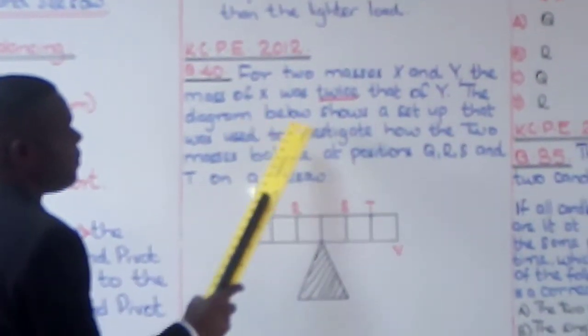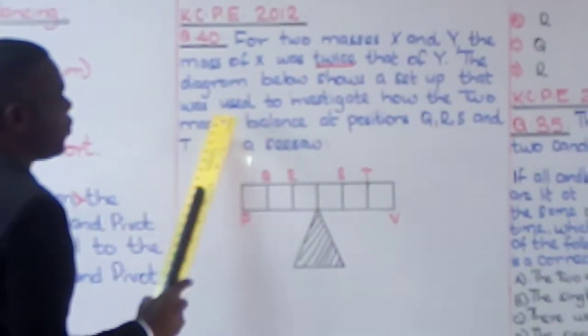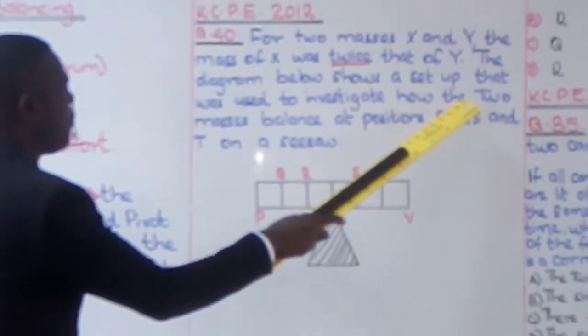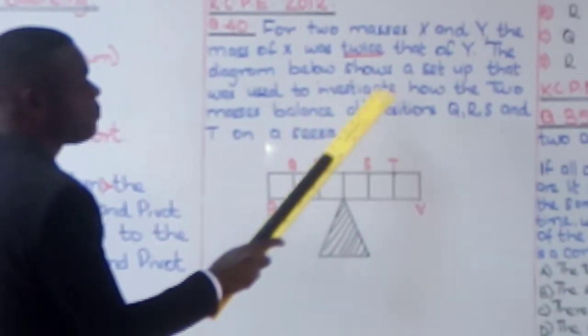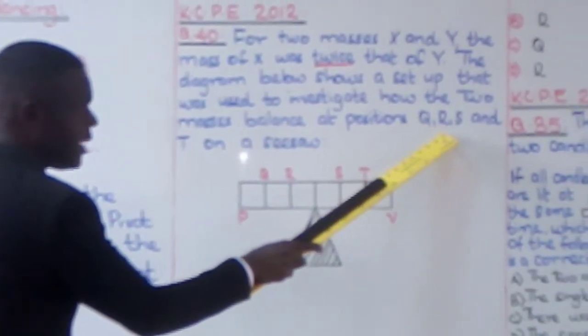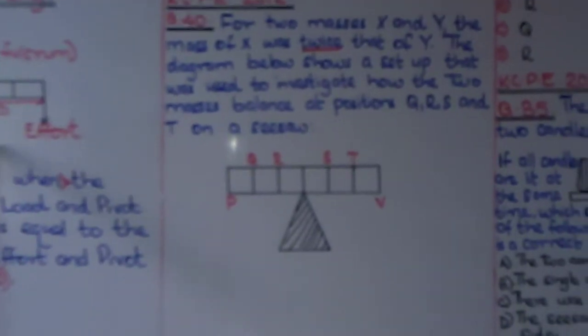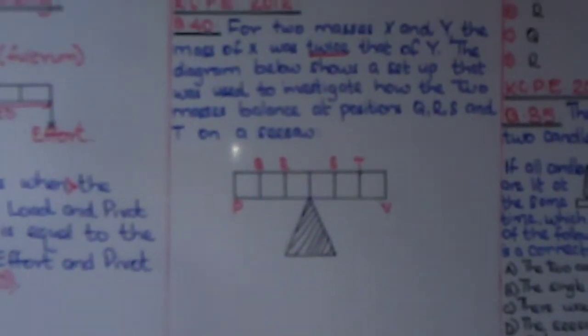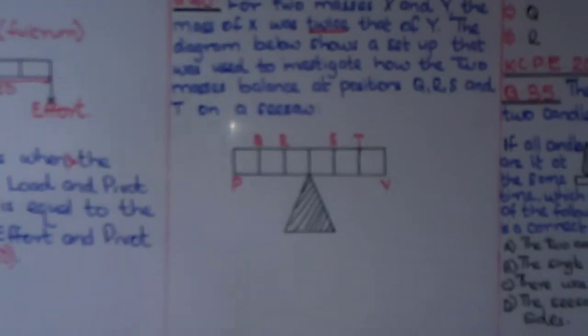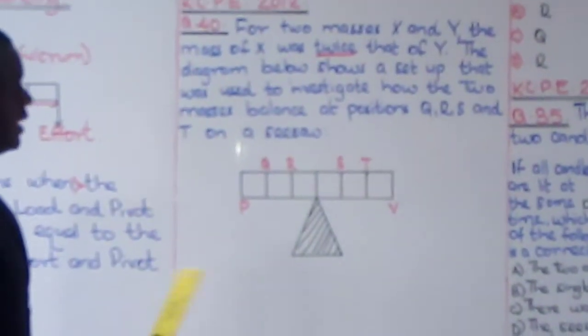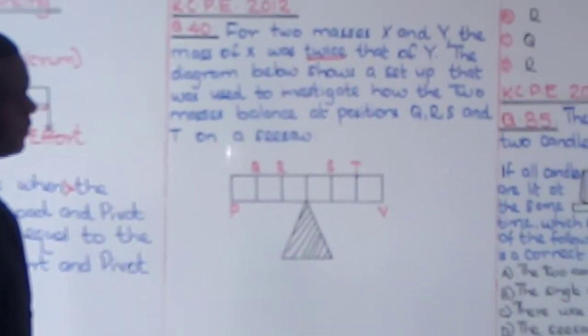Now, the diagram below shows a setup that was used to investigate how the two masses balance at positions Q, R, S, and T on a seesaw like this one. This is the seesaw. Doesn't it look like this balance as the seesaw? And you can see the labeling of the positions clearly. Now let's look at the question. Which of the following was a correct observation about the investigation?